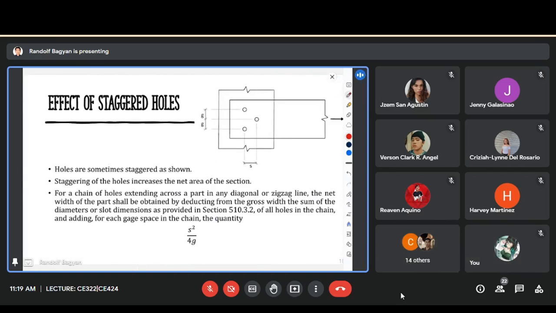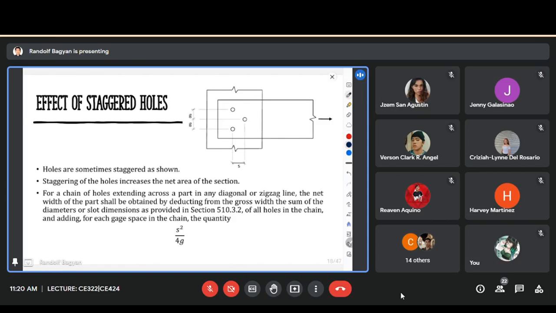Now we have the staggered connection. So, ano mangyayari kapag meron tayong stagger or staggering holes? Sometimes, yung ating mga bolt holes ay naka-staggered daw, hindi daw siya dire-diretso na. Yung mga butas natin, nakasigsag. So, staggering of the holes increases the net section, or net area of the section. Pinapataas daw niya by S squared over 4G.